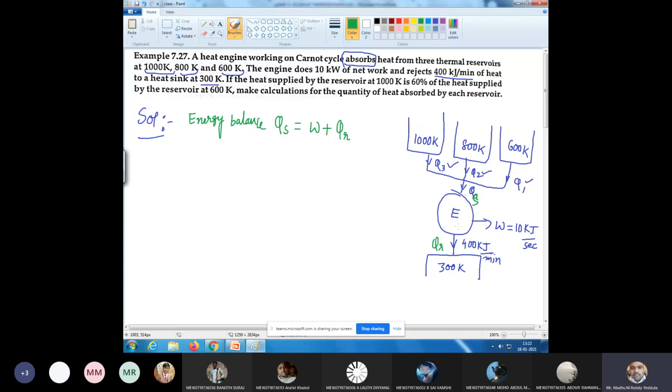But here the units are not balanced. It is kilojoule per minute and kilojoules per second. If you convert either to per minute or per second, let us say I am converting to per minute, this work done will become 600 kilojoules per minute. Therefore, heat supplied is equal to work done, 600, plus heat rejected, 400 kilojoules per minute. So total heat supplied is equal to 1000 kilojoules per minute. Clear till now? So we got the total heat supplied.